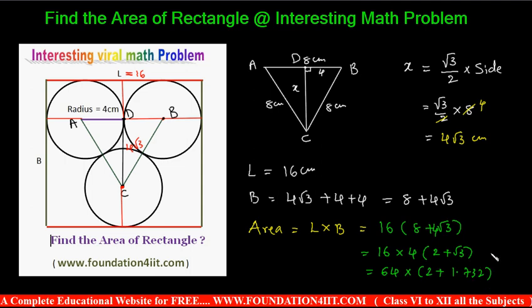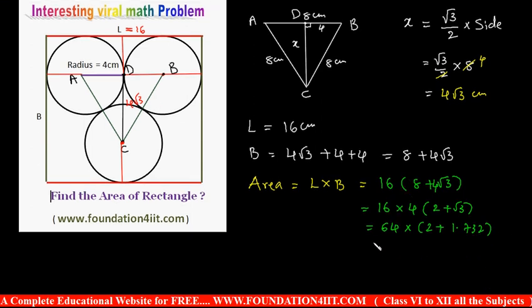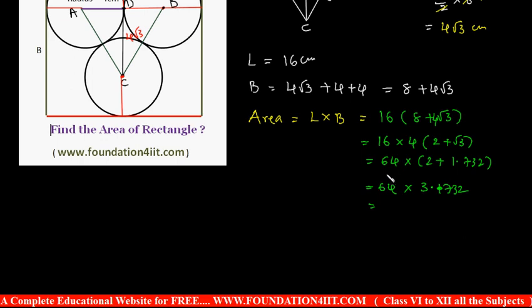Just calculate 64 into 2 plus 1.732, that is 3.732. 64 into 3.732 is 238.848, so it's approximately 238.85 square centimeters. So you can see it in that way.